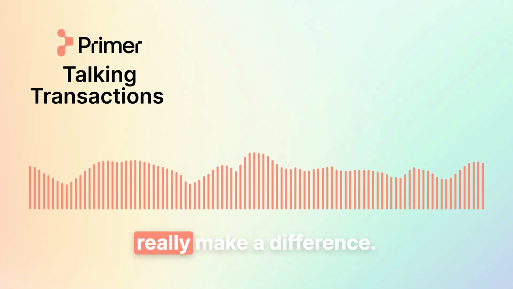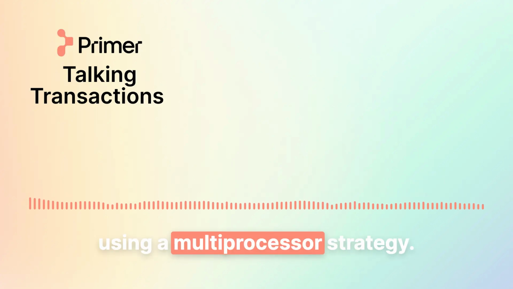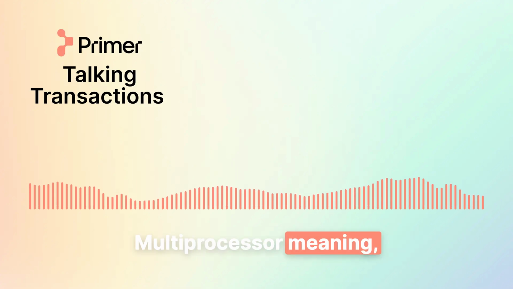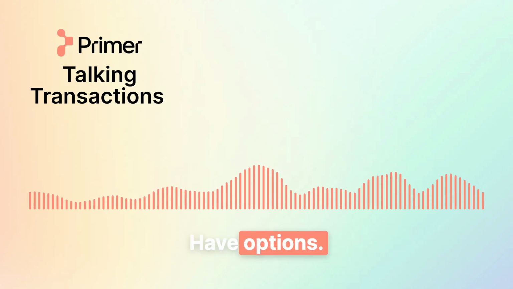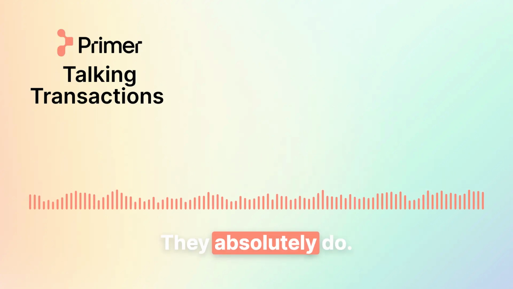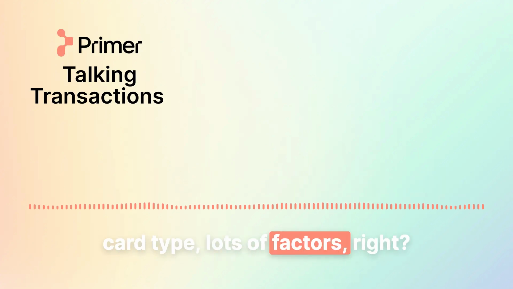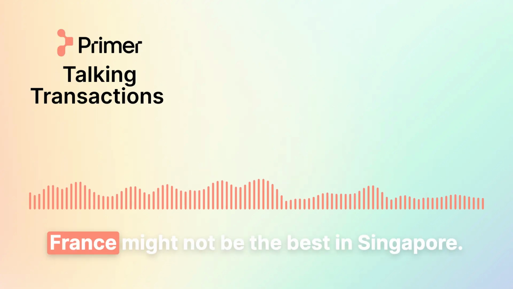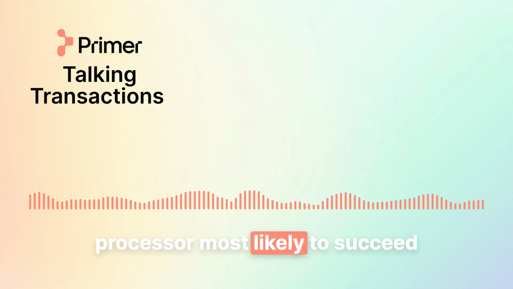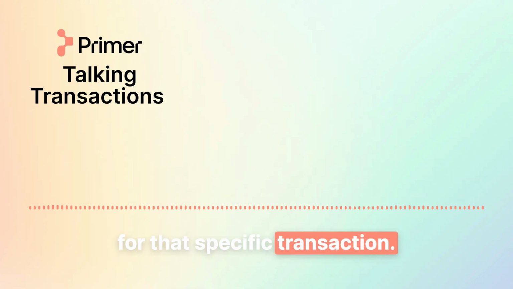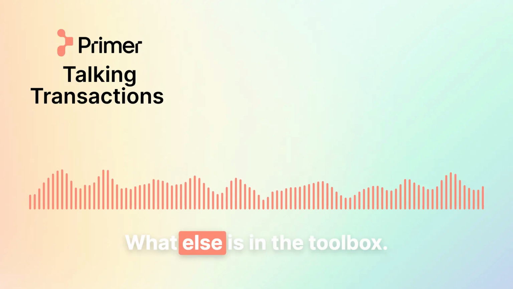Right. This is where you can really make a difference. One really effective thing is using a multi-processor strategy. Multi-processor, meaning? Meaning you don't rely on just one company to process all your payments. Have options. Do they perform differently? They absolutely do. Approval rates can vary quite a bit depending on the region, the card type, lots of factors. Right. A processor that works great in France might not be the best in Singapore. So you route the payment to the processor most likely to succeed for that specific transaction. That's the idea. Hedge your bets, essentially. Optimize your chances. Smart. Okay, what else is in the toolbox?